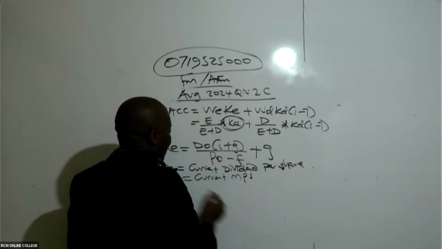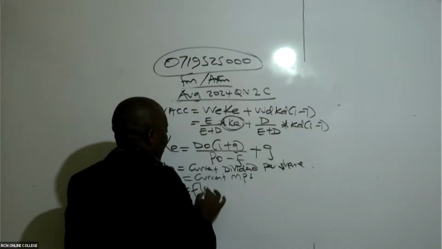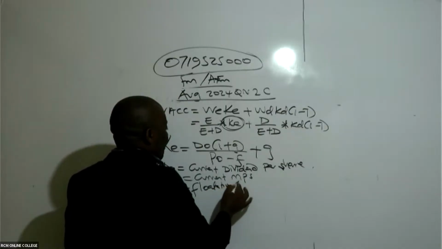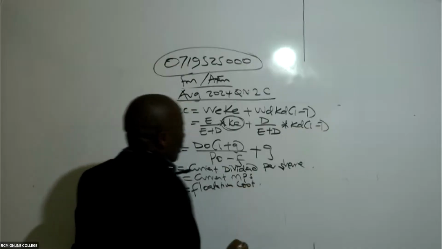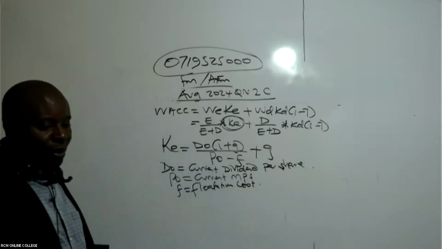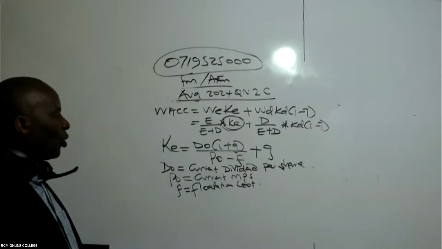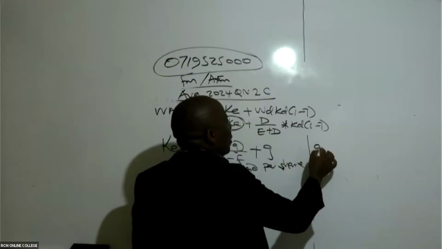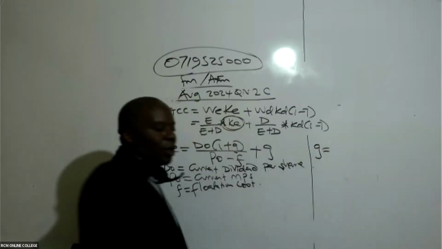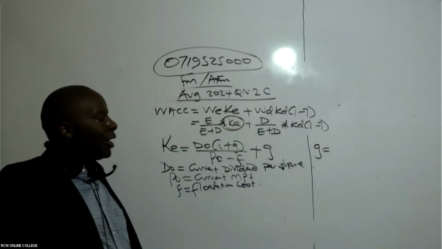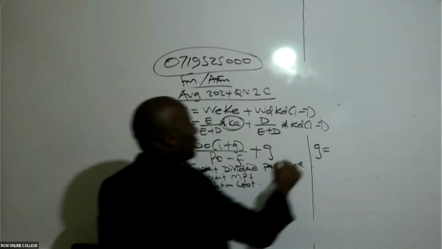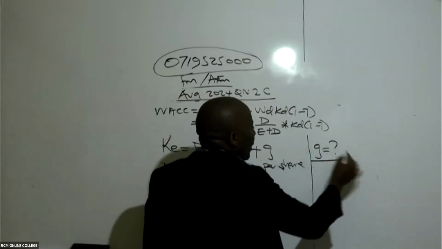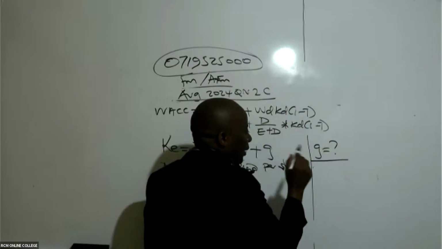Then we have F, which is flotation cost. Then, of course, we have G, which is the growth rate. In most cases, G will never be given to us. In most cases, we must know how to calculate G. And I gave you two formulas in our class of how we shall be calculating this G.